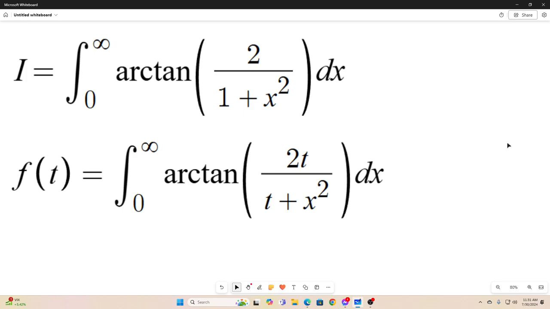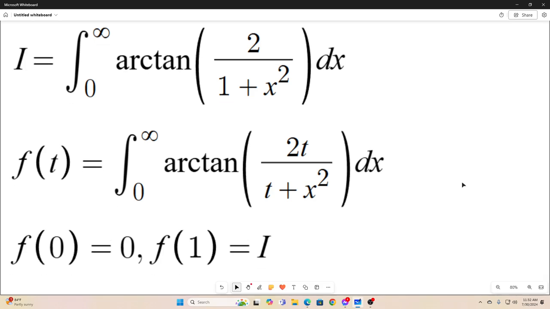Now, notice that I did not just replace the 2 with a t. If you want to see why I did that, go ahead and try to make that reparameterization, and you'll understand why I placed the 2 after the t.